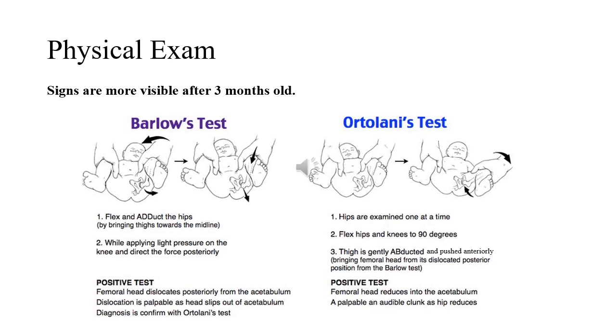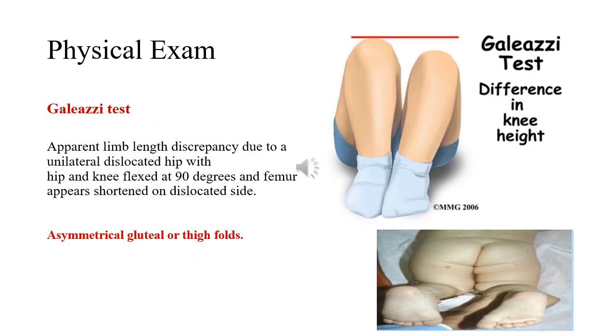The picture on the right shows the Ortolani test, which is exactly the opposite, trying to relocate a dislocated hip by abducting the hip and applying a gentle pressure on the greater trochanter to push the femoral head back into the socket. And again, you can feel and sometimes hear a clunk if the test is positive. This is another test for DDH.